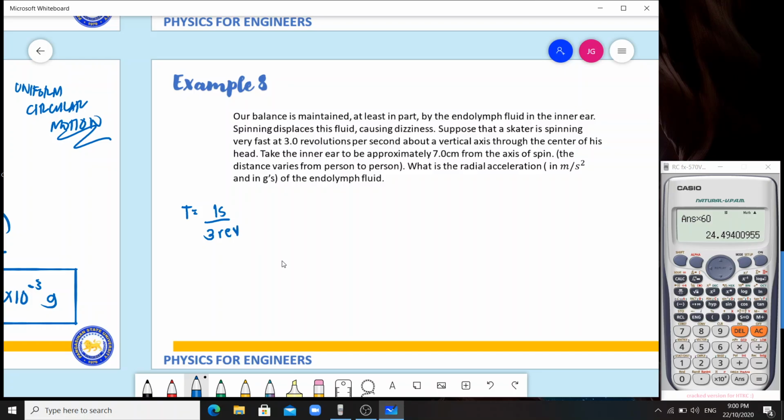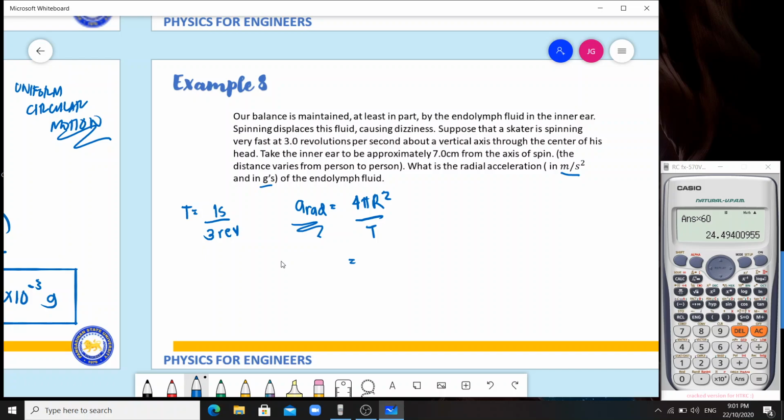Suppose that the skater is spinning very fast at 3 revolutions per second, about a vertical axis through the center of his head. Take the inner ear to be approximately 7 centimeters from the axis of the spin. The distance varies from person to person. What is the radial acceleration of the endolymph fluid? So, we have A rad equals 4 pi squared r over t squared. What is the radial acceleration in meter per second squared and in g's?